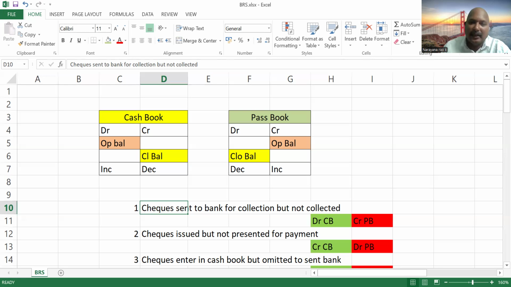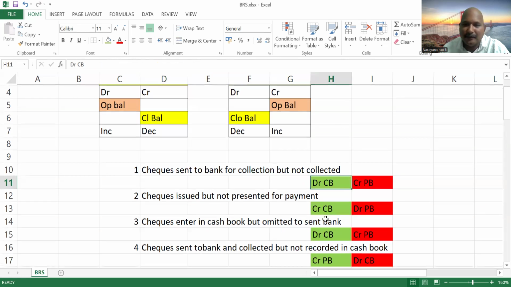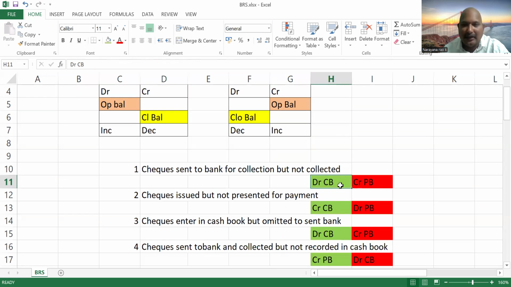That's why here we made recorded items green color, and not recorded items red color. That means cheques sent to bank for collection but not collected appear only on the debit side of the cash book. CB means cash book here, and PB means passbook.